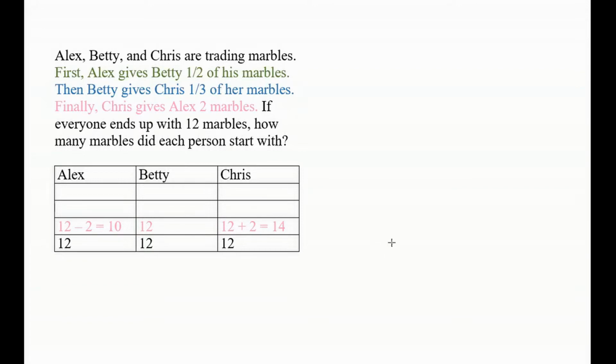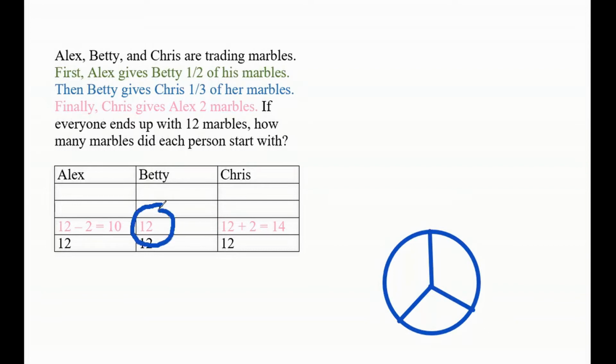So for the blue sentence, I'm going to draw a blue circle. And this is all of Betty's marbles before she gave any away. And we are working with the blue sentence. We are right above the pink line on our table. So we are claiming the 12 here must be the marbles Betty was left with after she gave 1/3 of her marbles away. So I'm going to take that 12.